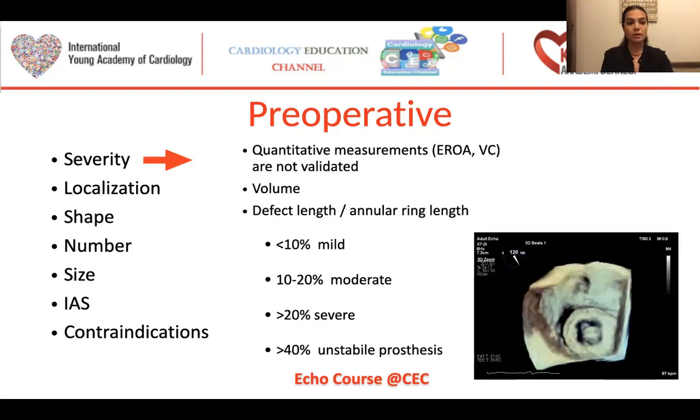We will go one by one. The severity, as you know, the quantitative measurements are not validated in PVLs. We can give the volumetric measurements, or the easier one is the defect length to annular ring length ratio. If it's less than 10%, it's mild. 10 to 20%, it's moderate. If it's more than 20, we can call it a severe regurgitation. So if the ratio is more than 40, we should say that this prosthesis is unstable.